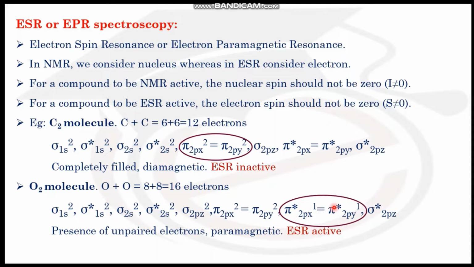ESR means electron spin resonance, and another name for ESR is EPR, electron paramagnetic resonance. For a compound to be ESR active, there should be an unpaired electron. That is the only condition. That means the electron spin should not be zero, or there should be an electron spin. Clear?